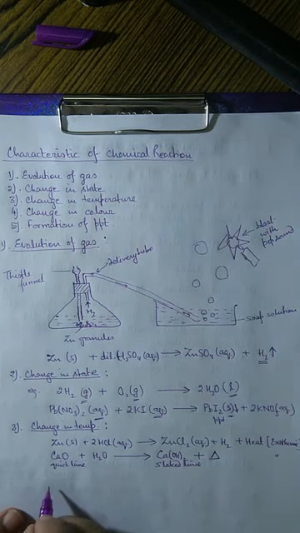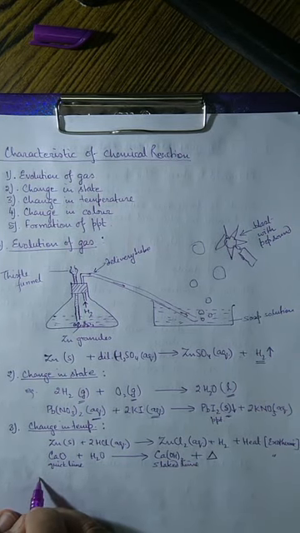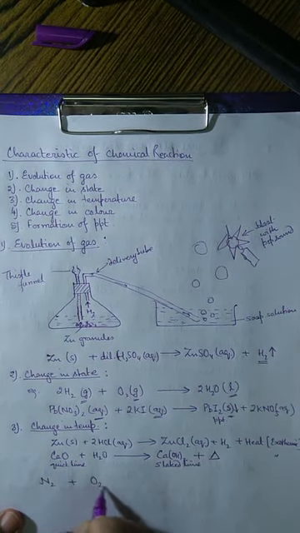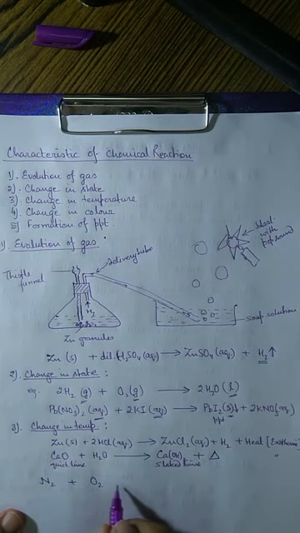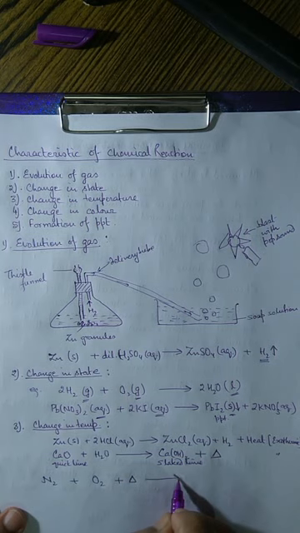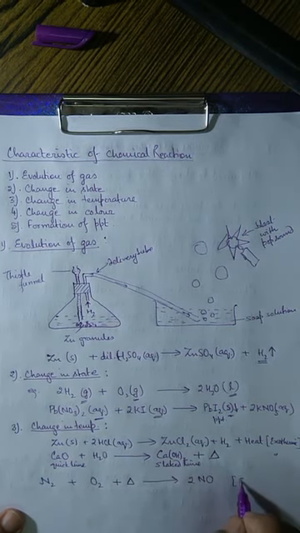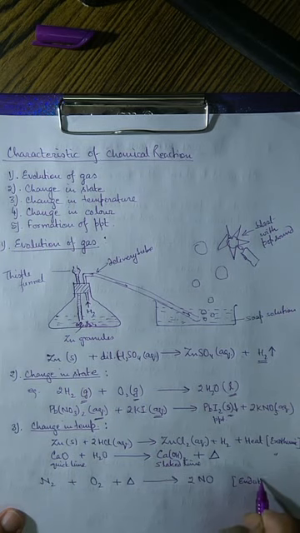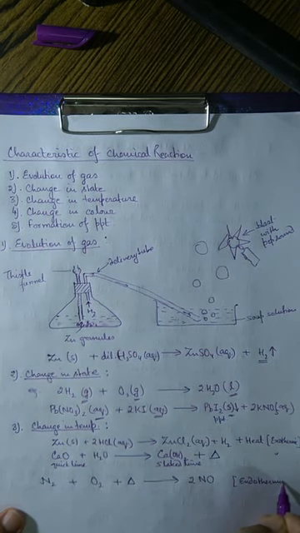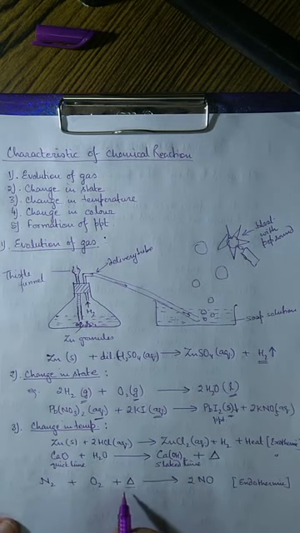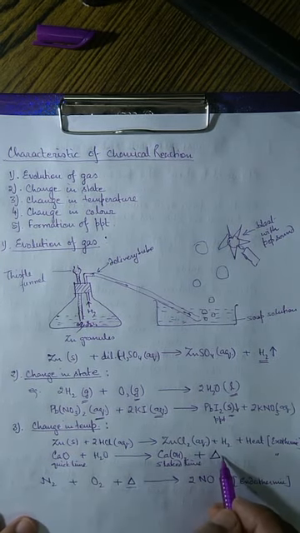Now one more example, endothermic reaction. Suppose nitrogen gas reacts with oxygen gas. It requires heat for the reaction. We may write it like this also. This gives nitric oxide, an endothermic reaction. Why are we saying endothermic here? Because this is absorbing heat. Heat is being taken in.